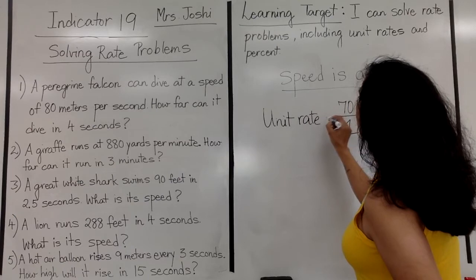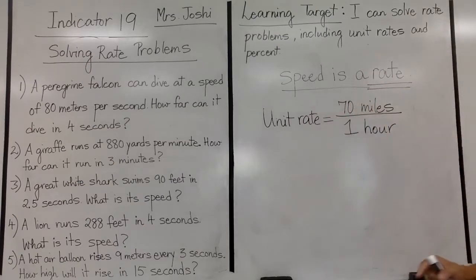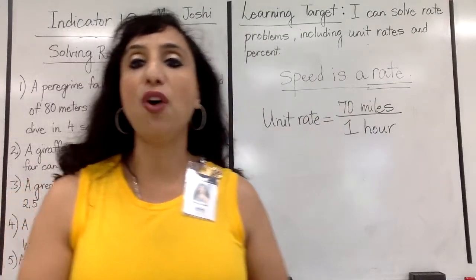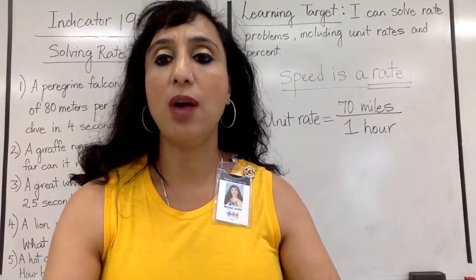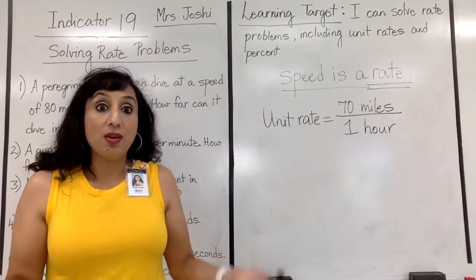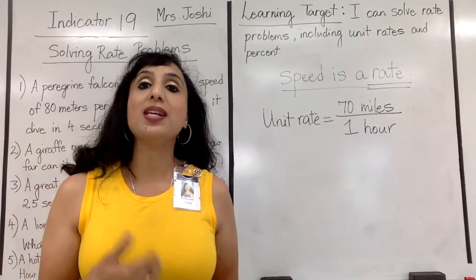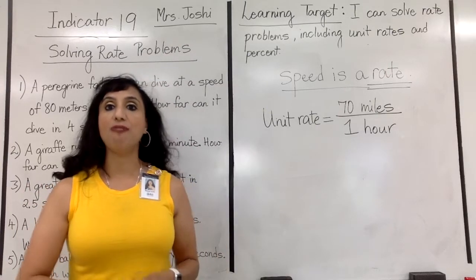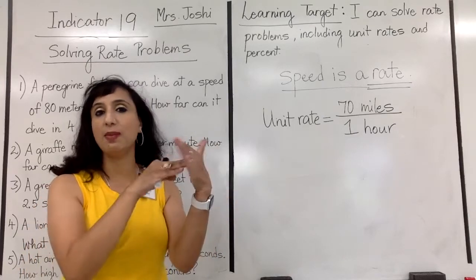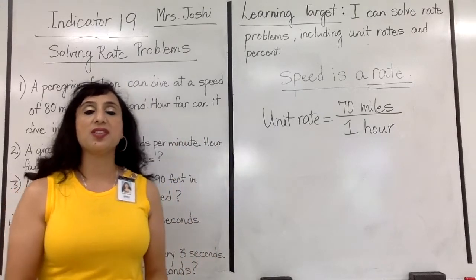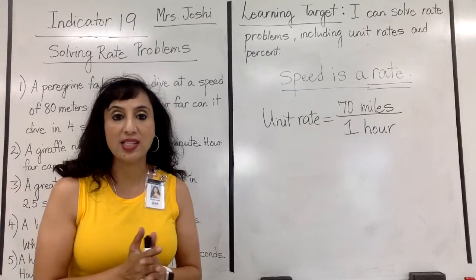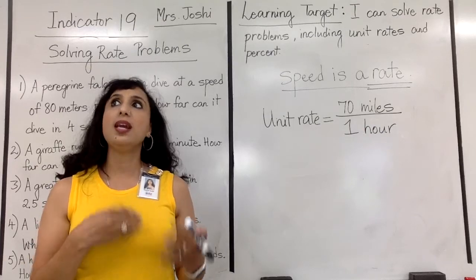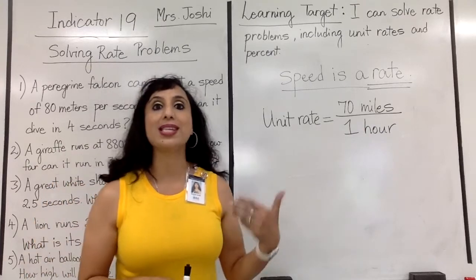Remember what we said a unit rate was? A unit rate is something in which the denominator is 1. I could have written 140 miles in 2 hours, and if I wrote that, that is a rate. That is your speed. So speed is always a rate. You're talking about how far something is going. So 70 miles an hour, or 80 meters in 20 seconds, that is the speed.